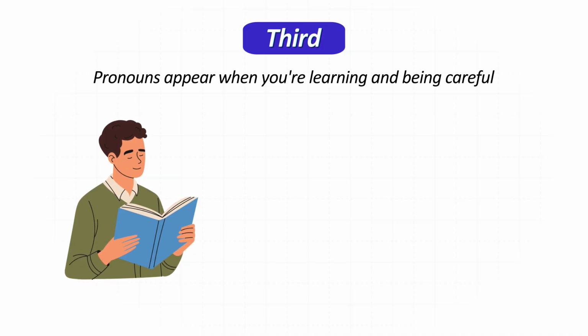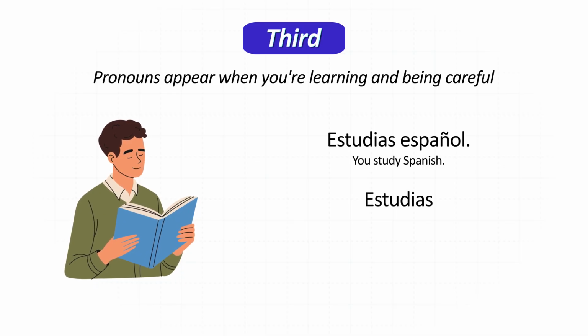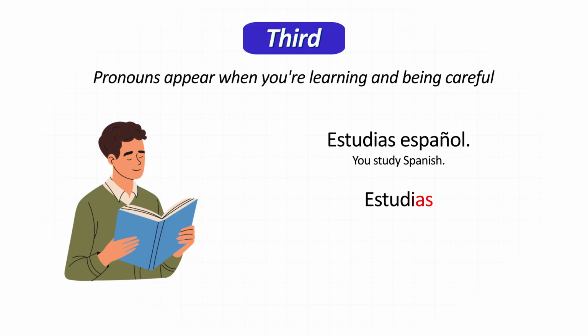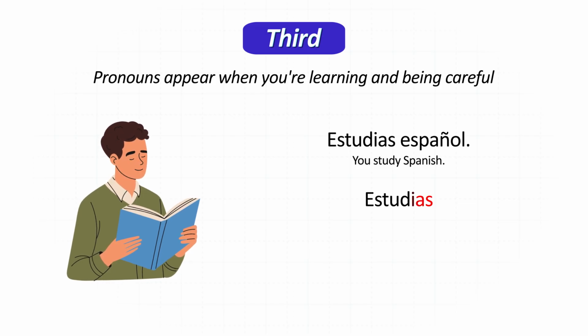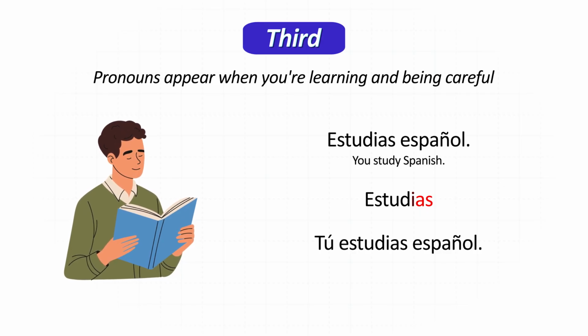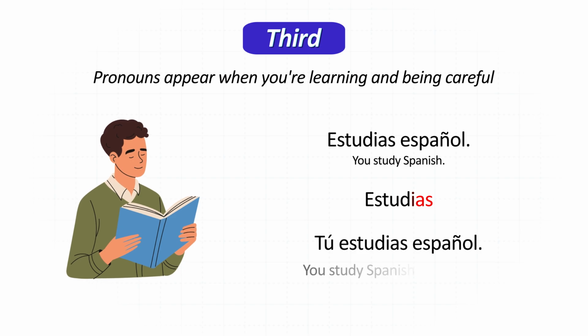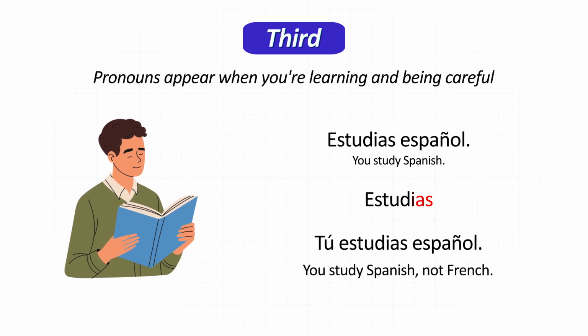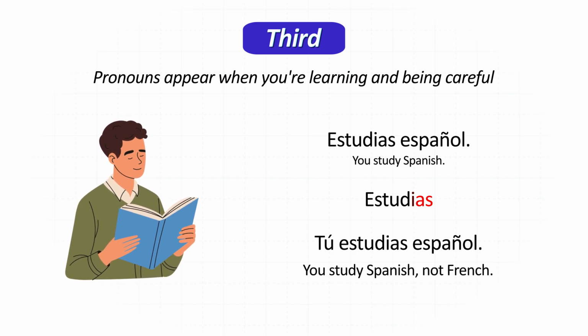Another example. Estudias español. That means you study Spanish. No pronoun needed. The verb estudias, with that as ending, already tells you it's you. If you added tú estudias español, it would sound like you're emphasizing the you part, maybe correcting someone or contrasting. You study Spanish, not French. Or you study Spanish, not her.